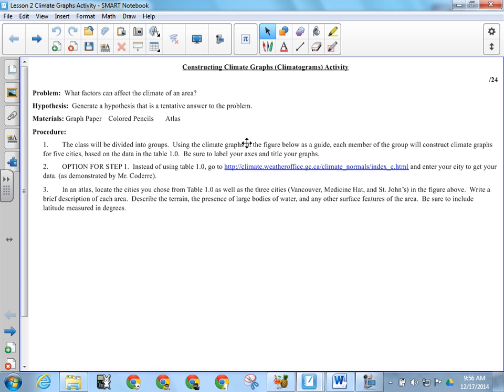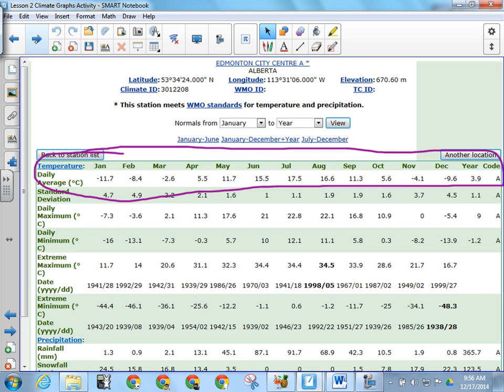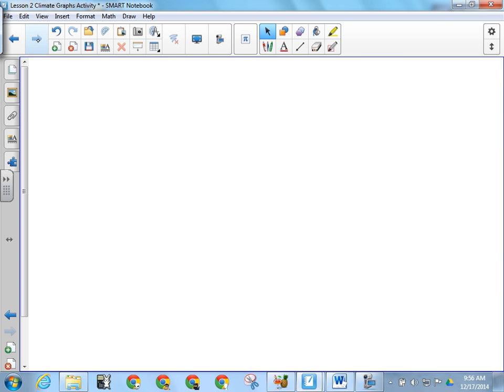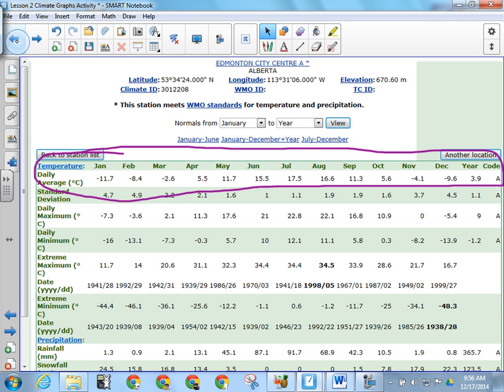There's also a link here. Because we'll have the Chromebooks, you'll be able to access this link, and it'll take you to climate normals for various cities. You can just enter the city, and it'll tell you precipitation and temperature for that area, as opposed to having to use the horrible chart on the back of your sheet, which I didn't even bother putting on here. You can see it on the back of your sheet. It's a horrible, horrible chart that's very hard to read.